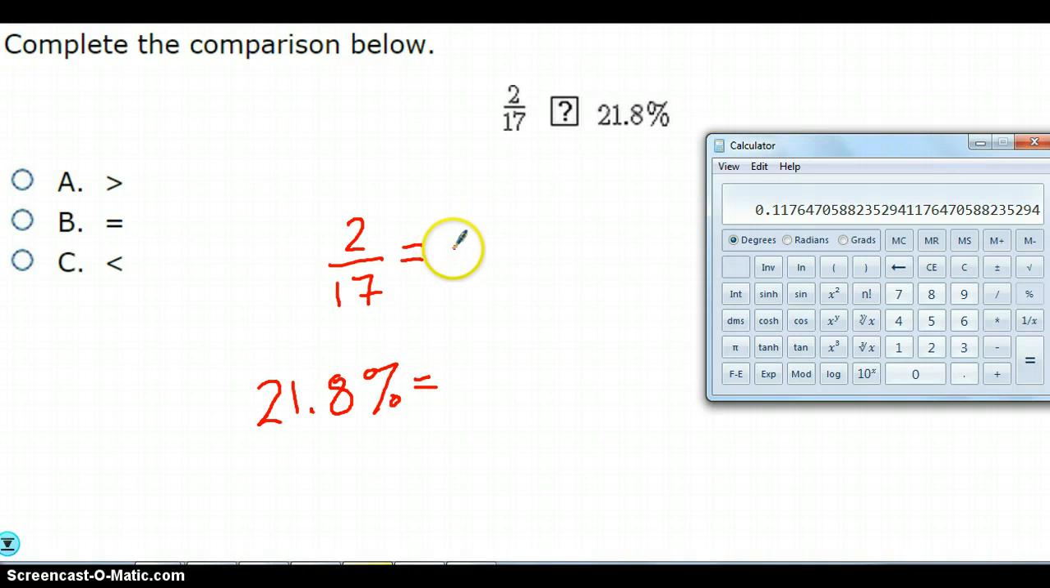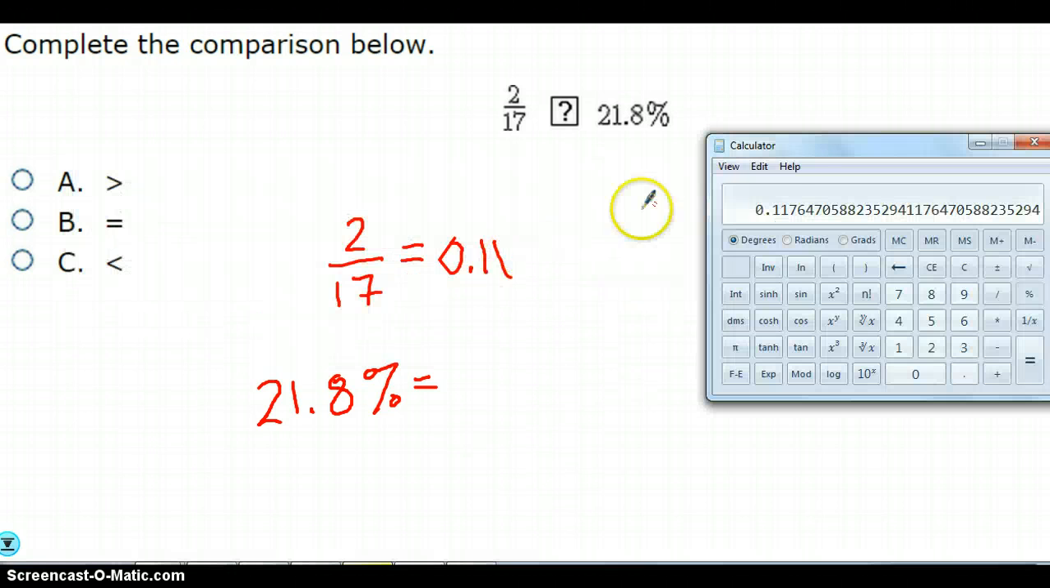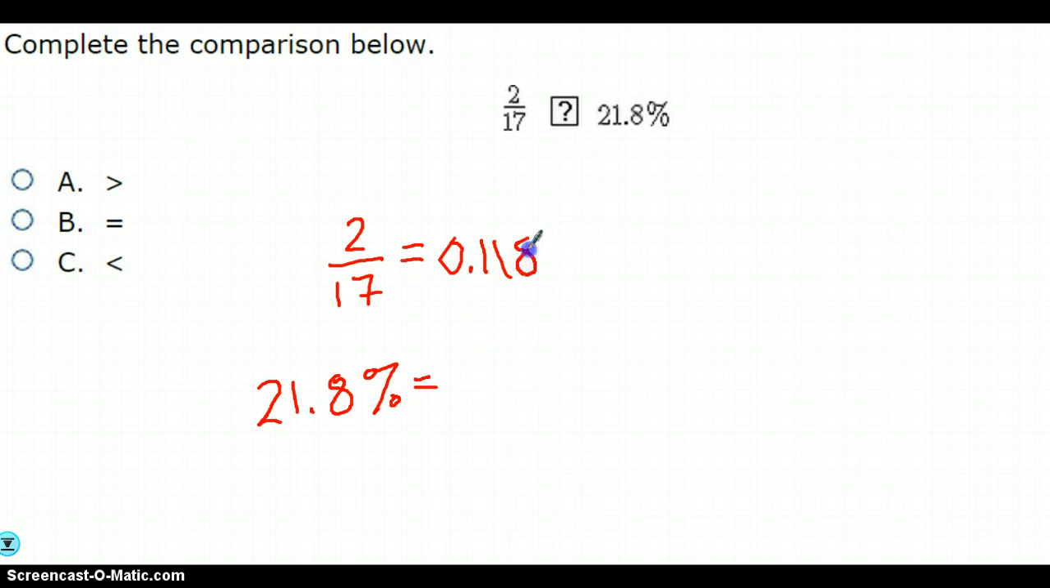So see that the first two, I've got my 0.11. And then when I look back at this calculator, I see that the next number is a 7. But I'm not going to write a 7 here. I'm going to write an 8. And that's because the number after the 7 is a 6. So that's going to give me 118 if I round it. So we have got 0.118. Okay?